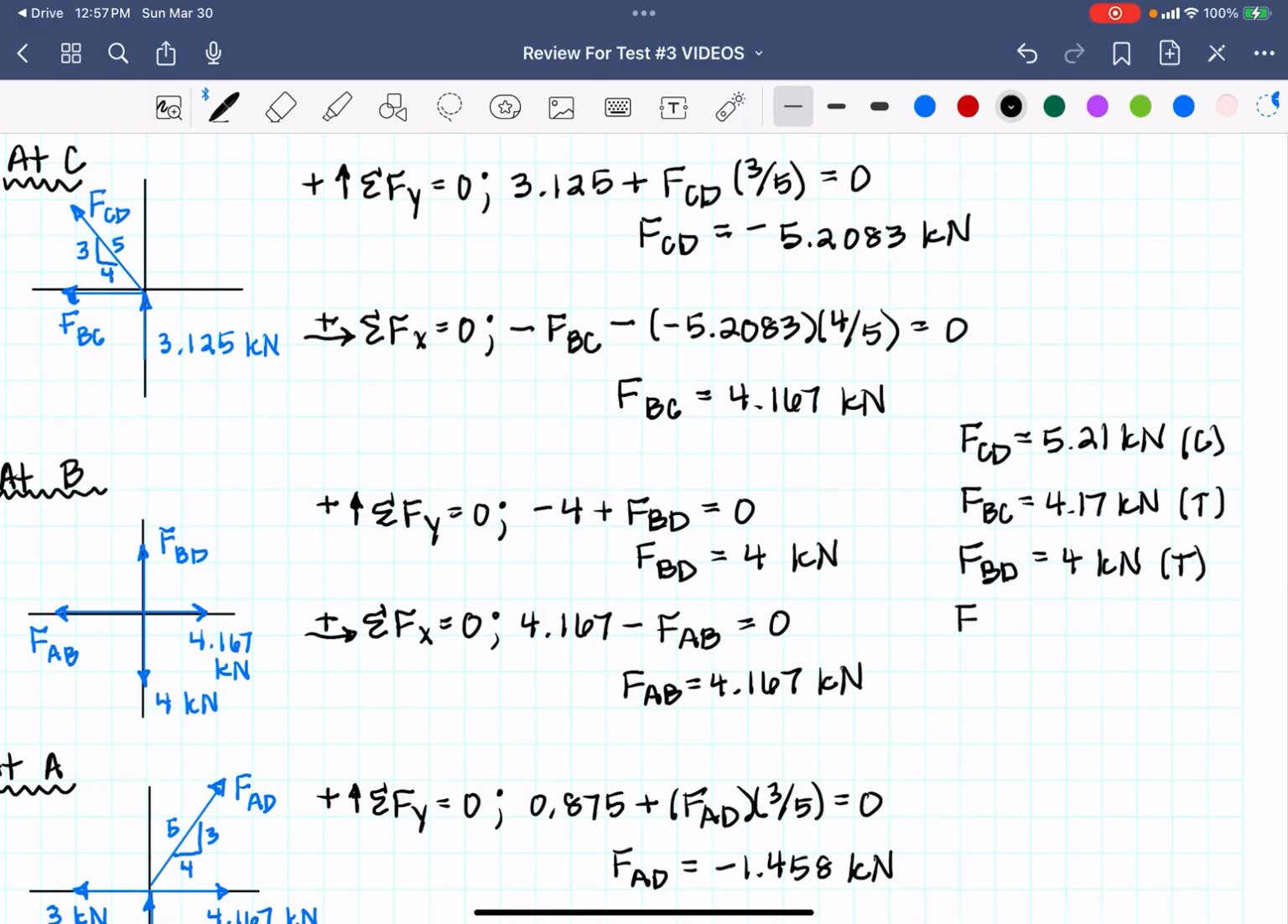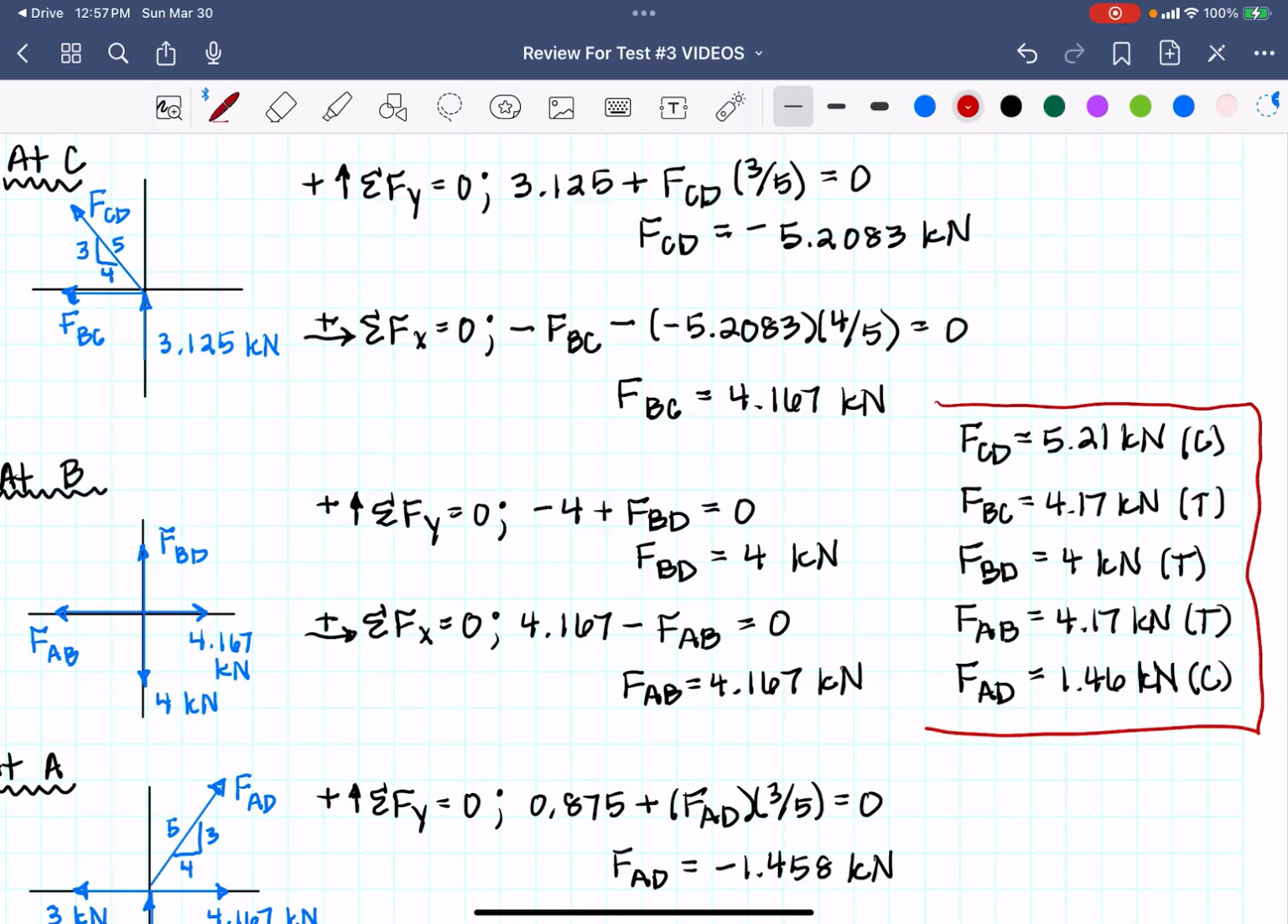I've got FAB equals 4.17 kilonewtons, also in tension. And then I've got my last one, FAD, which is 1.46 kilonewtons, and it was negative, so it is in compression. Put a box around it, and that is the end of problem 3.